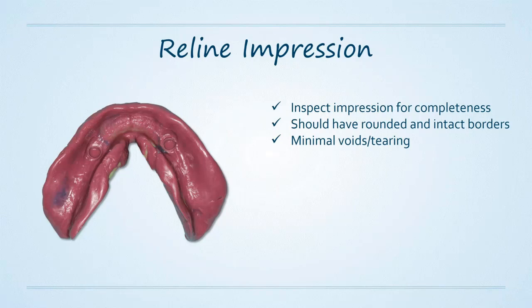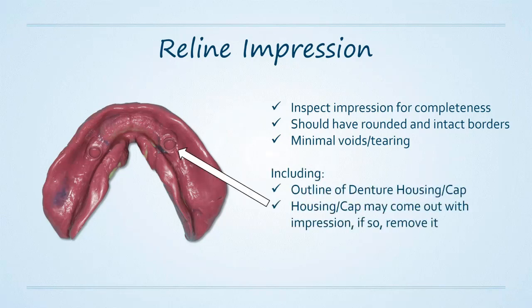So sometimes I use a little bit of a stick marker, like on their nose or on their chin, just to verify all that's been done. And this is what your impression should look like. I want to inspect my impression for completeness, should have well-rounded intact borders, minimal voids and tearing. I must make sure that I have the outline of the denture housing and cap. The housing and cap might come out with the impression, and if so, remove it.